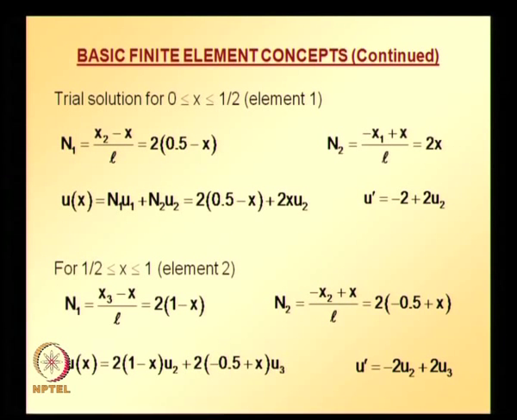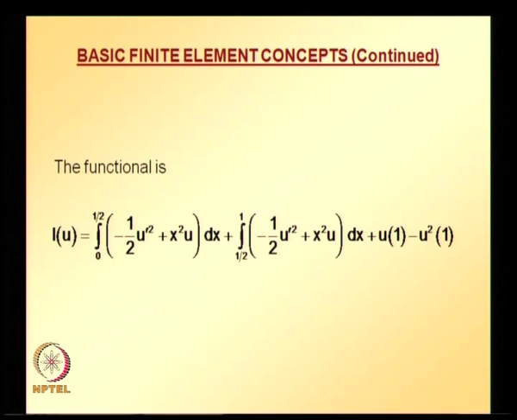So, the trial solution turns out to be u is equal to (1 minus x) u 2 plus (2 times (minus 0.5 plus x)) u 3, and the derivative of it is minus 2 u 2 plus 2 u 3. Substituting all these quantities, that is the trial solution and the derivative of the trial solution, into the equivalent functional. Here there are two elements, so you will have two integrals, the integral over the first element plus the integral over the second element. The first element domain is from 0 to half and the second element domain is from half to 1. And the last term is the boundary term, which in this particular discretization, x is equal to 1, corresponds to u 3. So, u evaluated at x is equal to 1 is u 3.